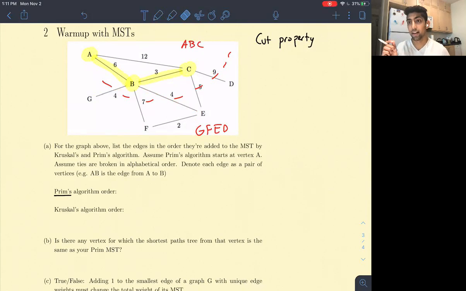So I'll clarify the cut property just to be a little more rigorous. The cut property states the minimum weight edge, it doesn't have to be in all of the MSTs, it just has to be in some MST, right? I'll give you guys a reason why.